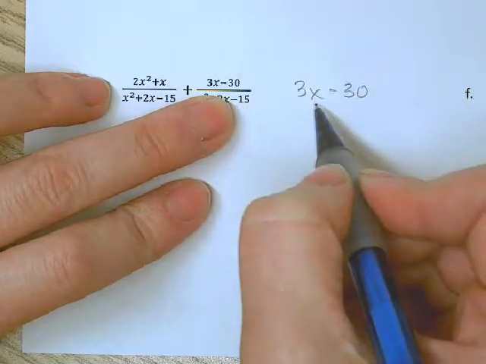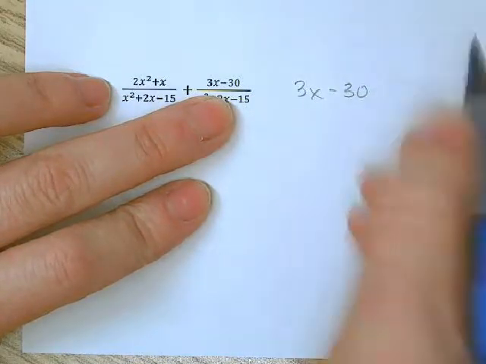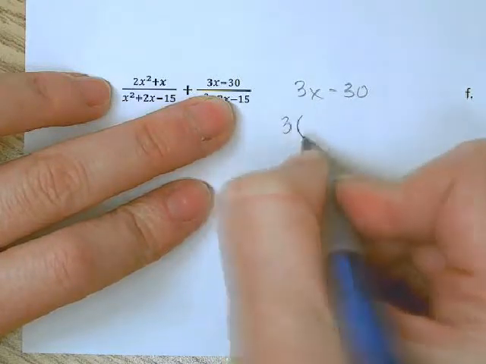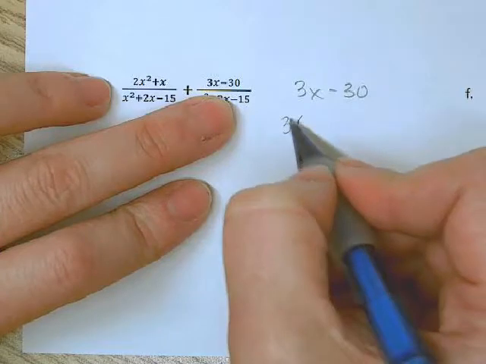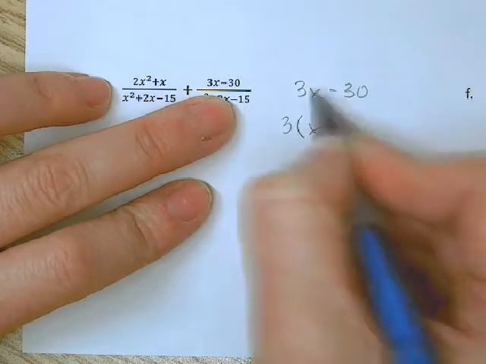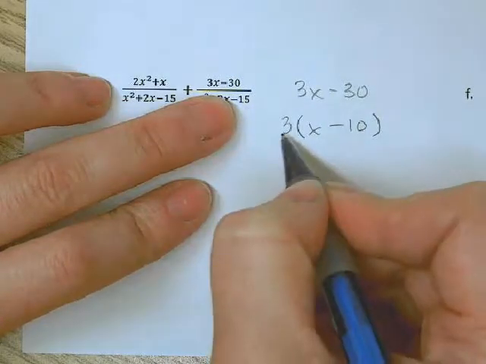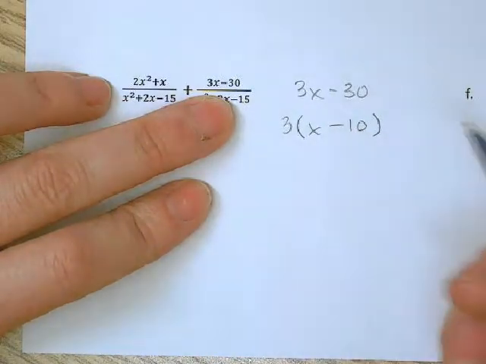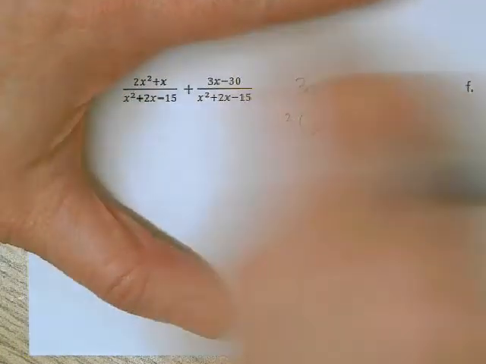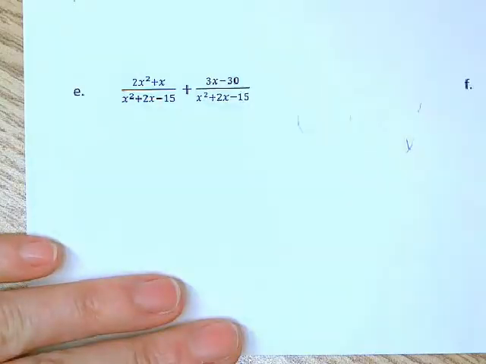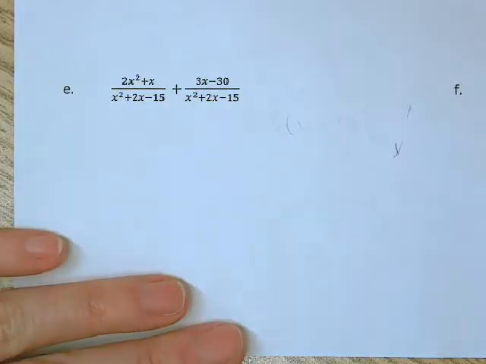You want to note what both 3x and 30 are divisible by, and both of those are divisible by 3. So if I divide out a 3, I'm basically undistributing. 3 times x would give me that 3x, and 3 times negative 10 would give me that minus 30. So that is the 3x minus 30 factor, just taking out a greatest common factor. That is something to keep in mind as you're looking at some of these, particularly when you're looking at binomials as opposed to trinomials.